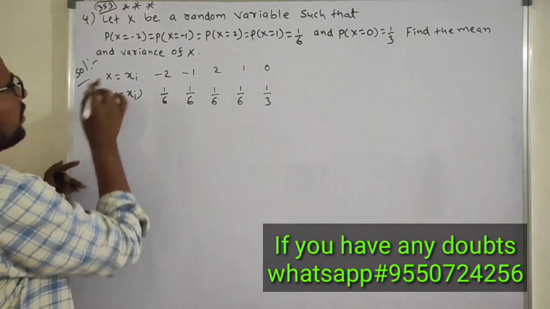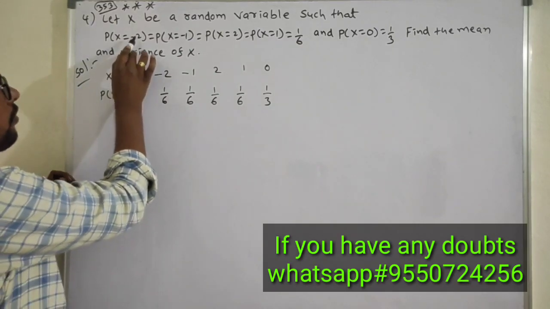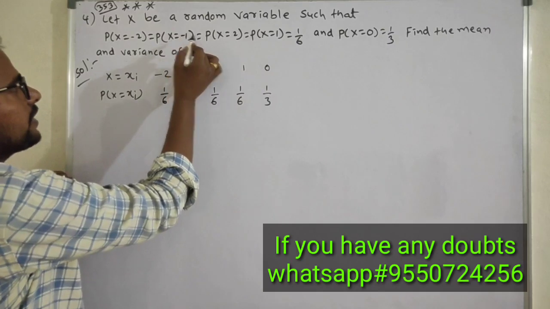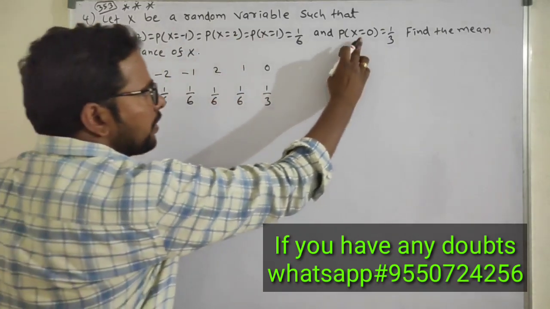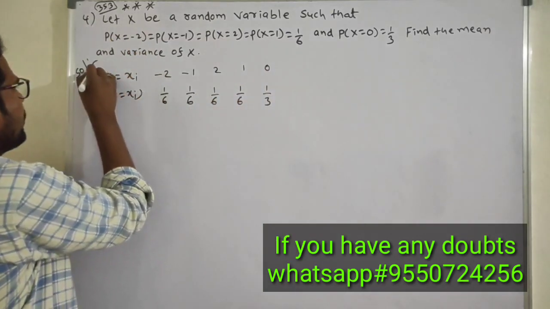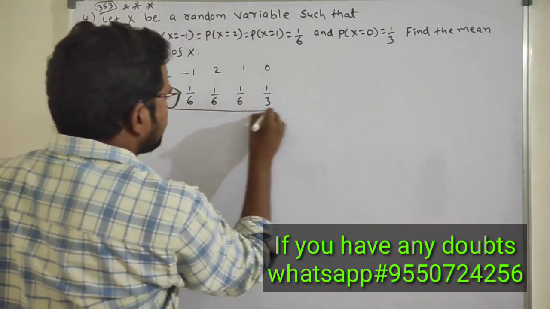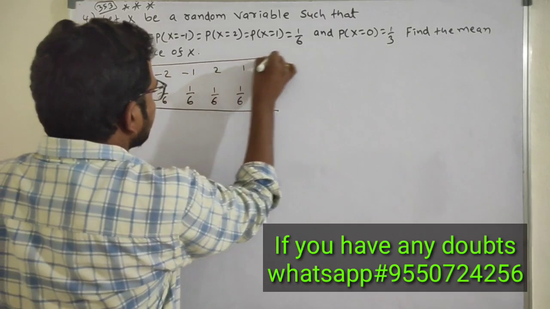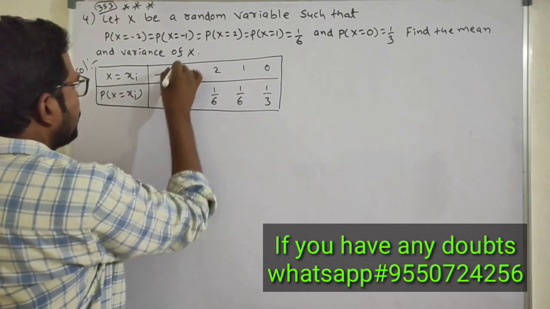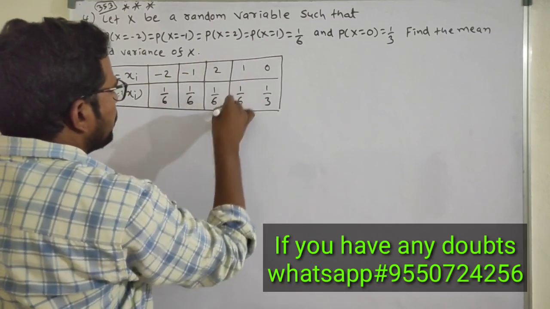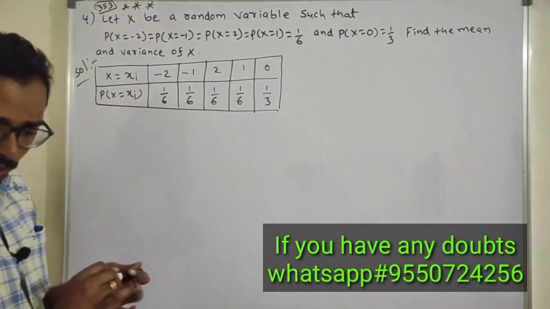Now we take the table. Probability of minus 2 is 1 by 6, minus 1 is 1 by 6, 2 is 1 by 6, 1 is 1 by 6, probability of 0 is 1 by 3. Now take the table, the distribution table, right. Now we find the mean.